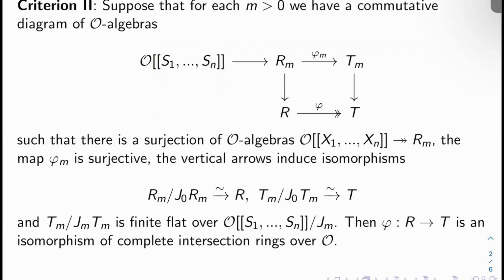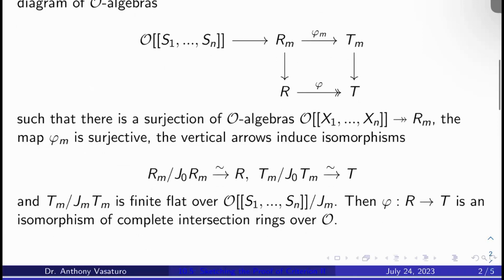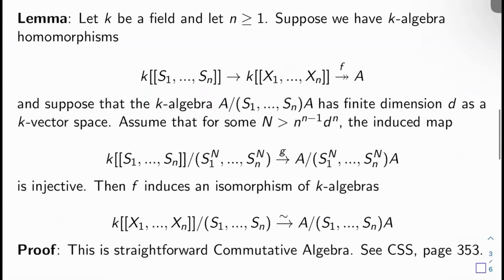Okay. The conclusion is that phi from R to T is an isomorphism of complete intersection rings over O, which is what we're after. So to prove this, we need a lemma. Let K be a field and let n be at least 1. And suppose we have K-algebra maps, K double bracket S1 through Sn to K double bracket X1 through Xn. And then we want that to surject onto A via a map that we'll call F.